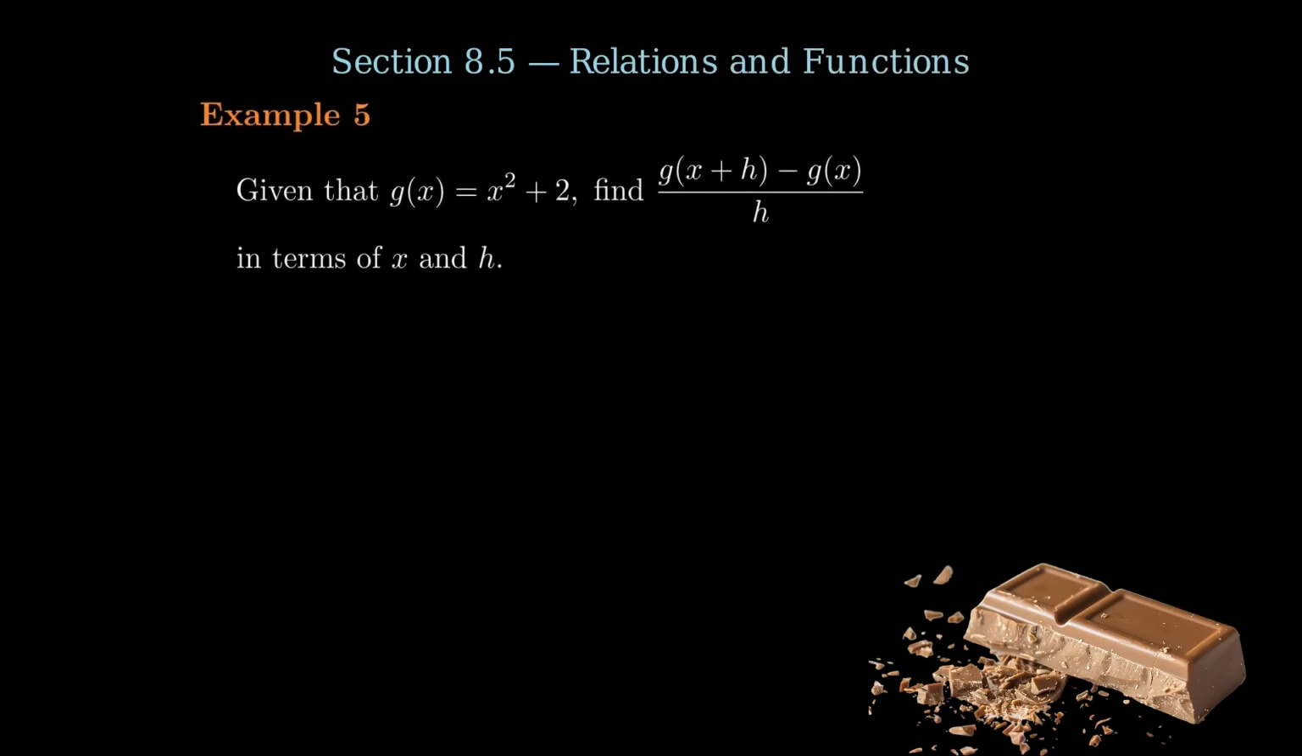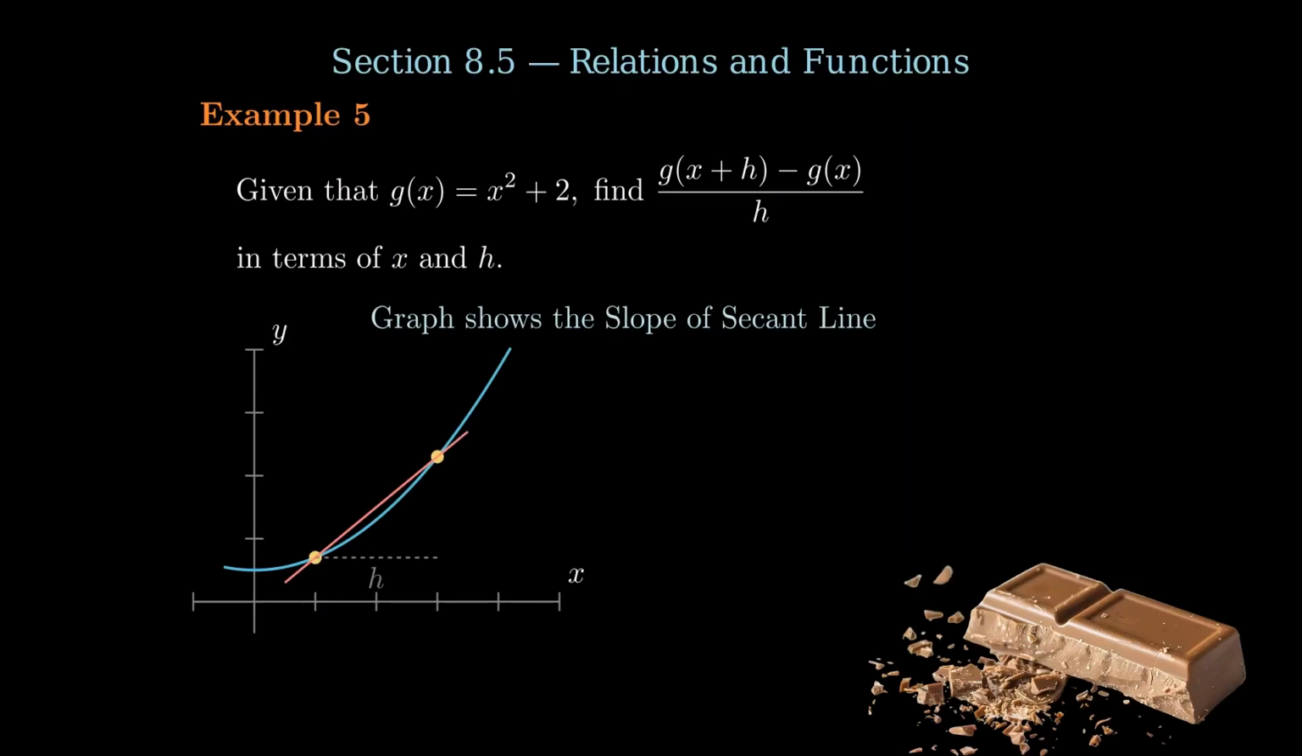Let's tackle an advanced function challenge, which forms the core foundation of calculus. Given that g of x equals x squared plus 2, find the difference quotient, g of group x plus h, minus g of x, all over h, in terms of x and h. Let's look at the geometric meaning on the left graph. This expression represents the slope of the secant line connecting 2 points with a horizontal distance of h.